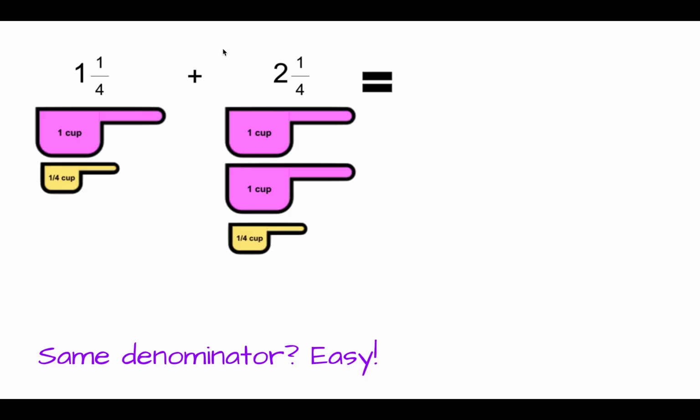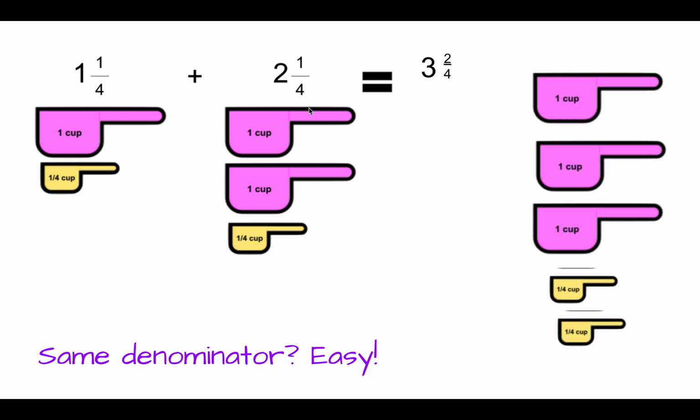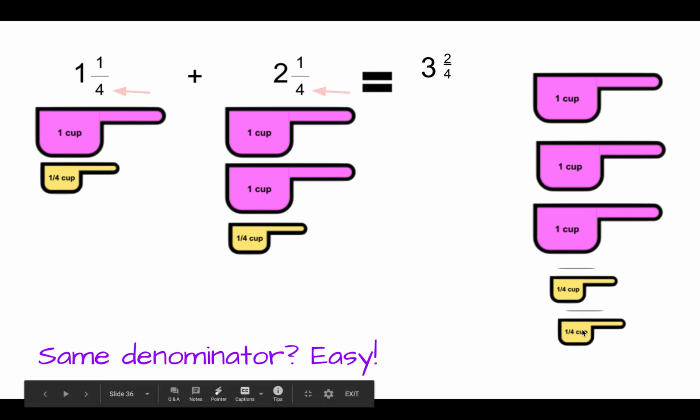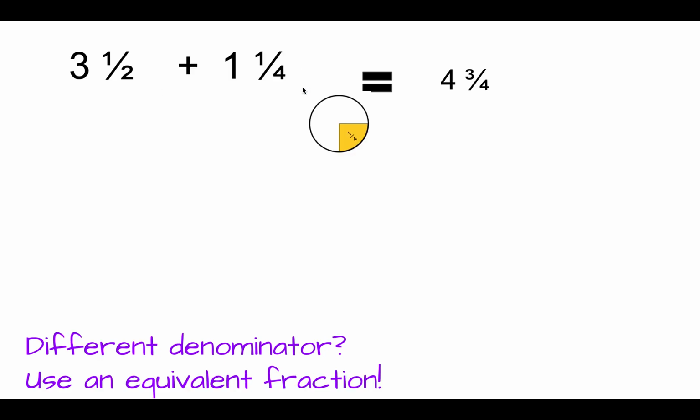Now, if you're adding mixed numbers with the same fraction denominator, no problem. We know that 1 1/4 plus 2 1/4 would be 3 2/4. It's easy because these are both fourths, so I can add them with no problem.